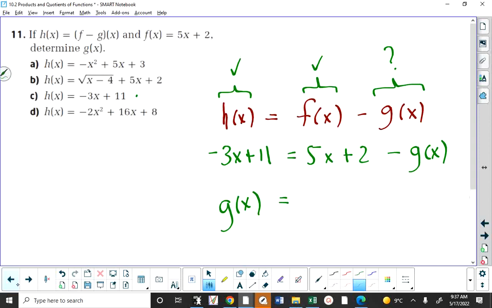I'm going to move everything else to the right-hand side, so I will get 8x minus 9. Does that make sense? Okay. Can I ask you a question? When you did maybe A or B, did you just look at A and B and figure out what it had to be by just looking at it?